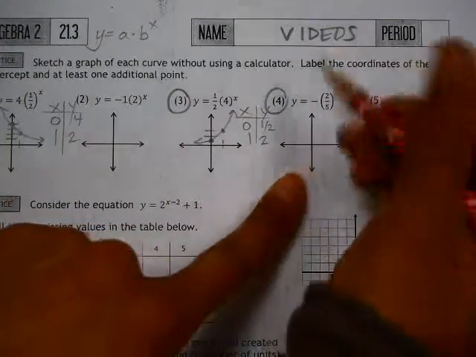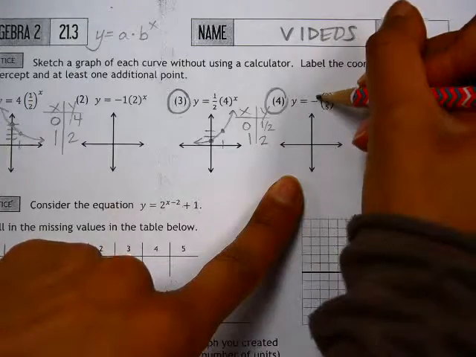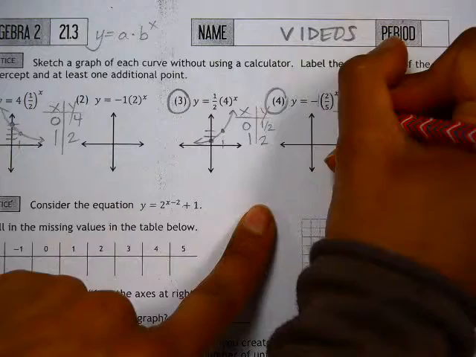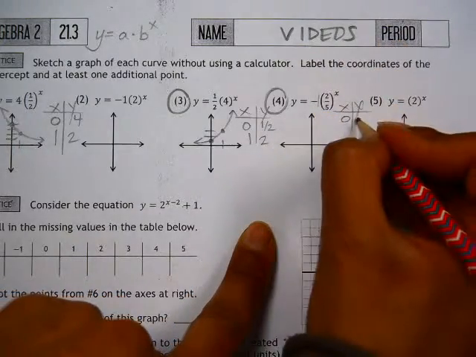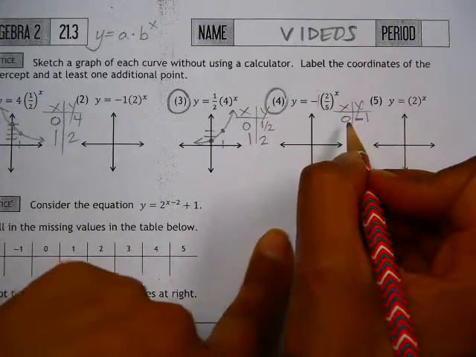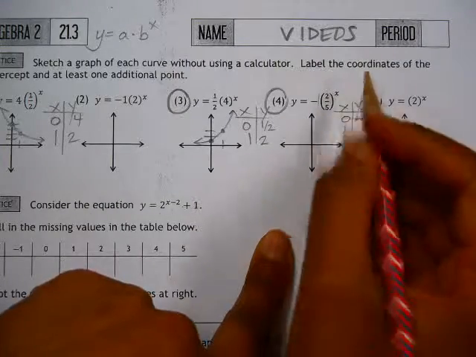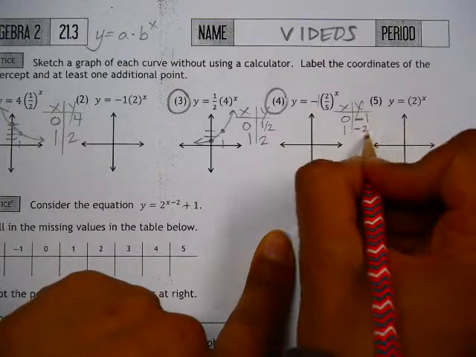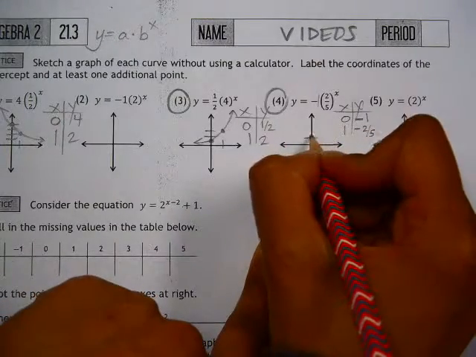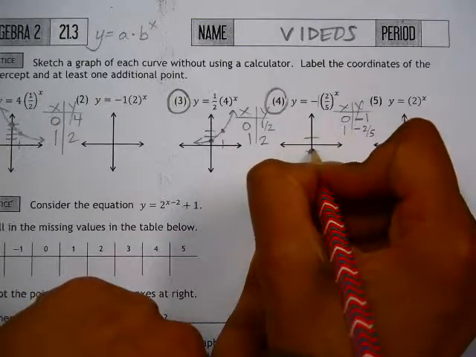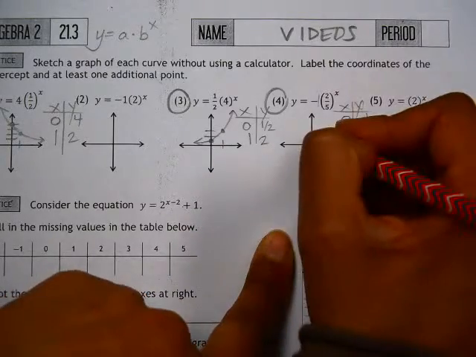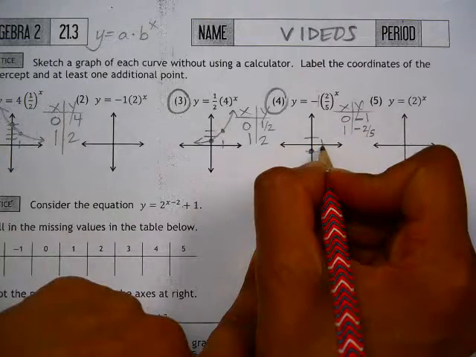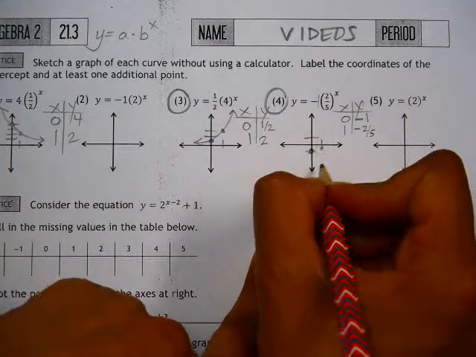Number 4, we have a negative 1 as our initial value, so there's a negative 1 here and the multiplier is 2/5. So our y-intercept is at 0, negative 1. And if we plugged in another point, we would get 2/5 to the first power and then negative, so negative 2/5. So here I have a y-intercept at 0, negative 1. And then when x equals 1, we're at negative 2/5, so that's negative 0.4, so around negative 0.5.